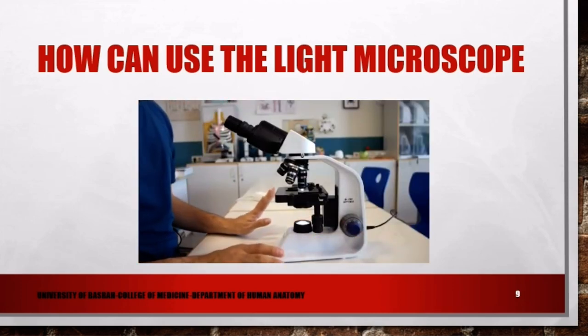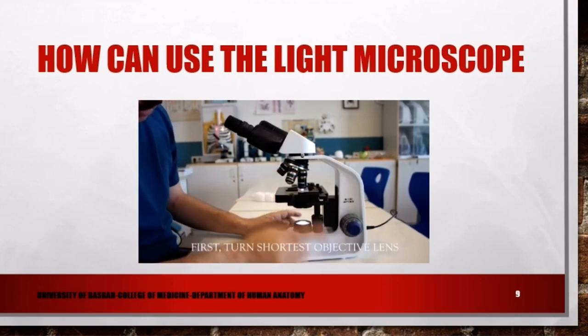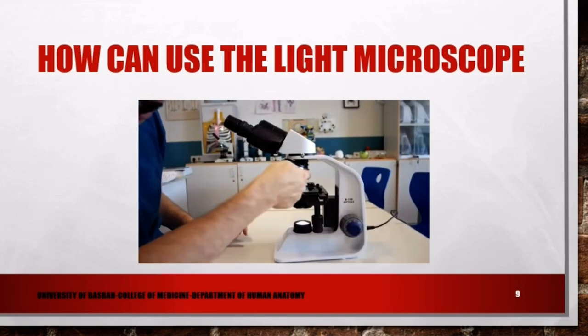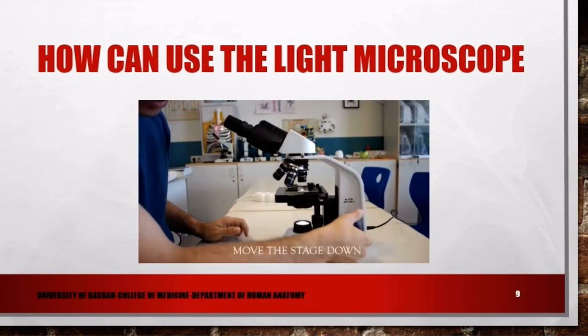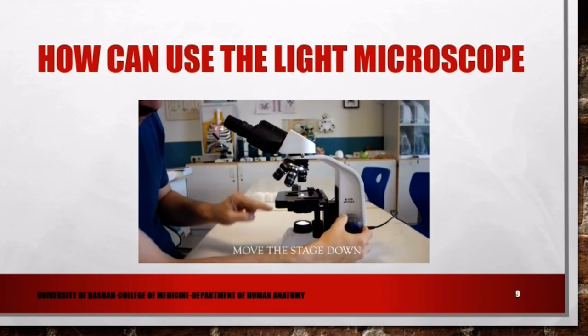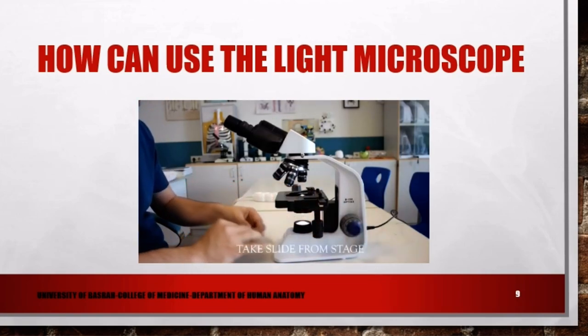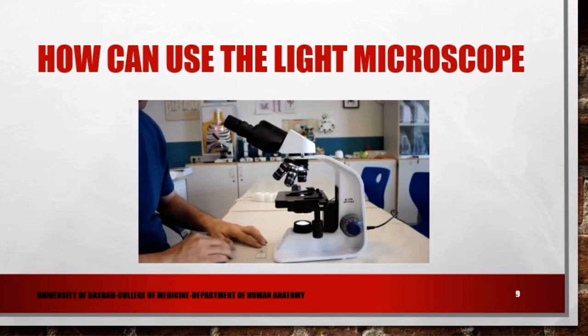When you're done, before touching anything else, make sure turn back to the shortest one, and then by using the coarse adjustment knob, make sure the stage is down, okay, and then take the slide out. This is how we use the compound light microscope.